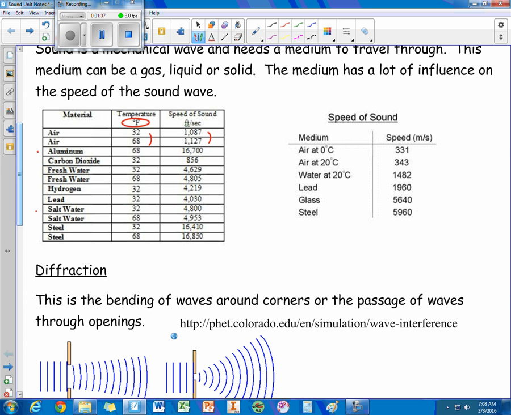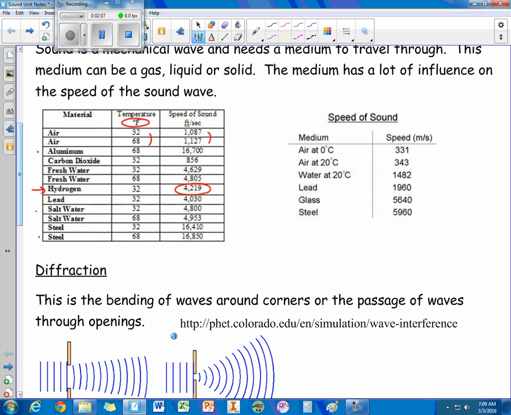Sound travels the fastest through steel, warm steel, in fact. Also, hydrogen. Hydrogen's a gas, and yet sound travels incredibly fast through it. That's because the molecules of hydrogen have very little mass, so it's easy to accelerate them. So as the sound wave travels through hydrogen gas, it can pass through faster because the particles are easier to accelerate.